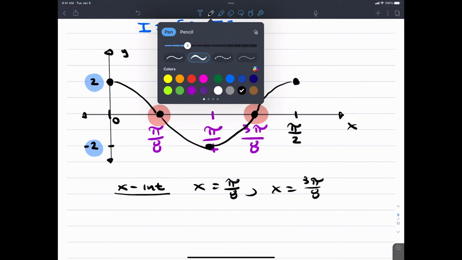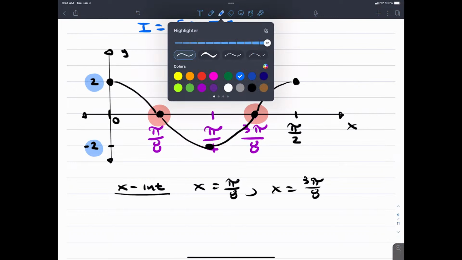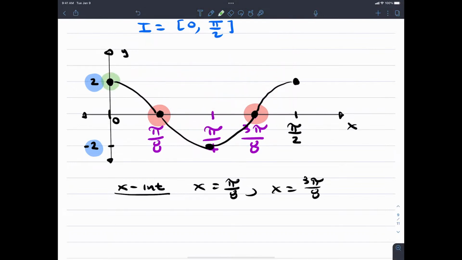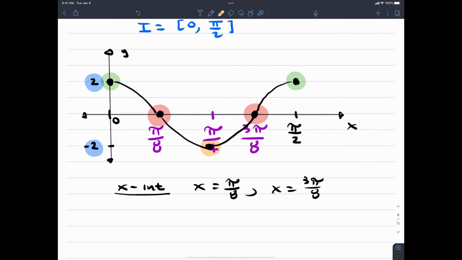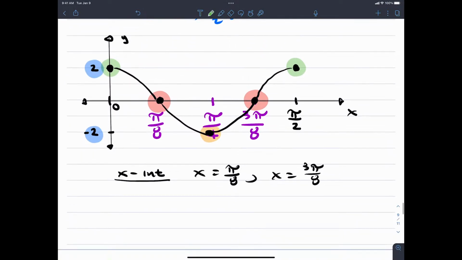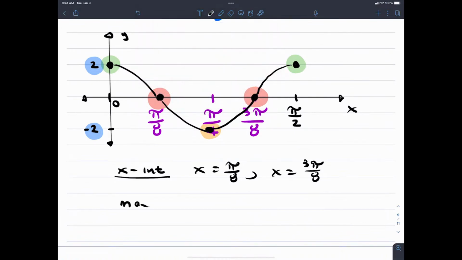Do you guys remember? Use green. Oops. What else is important to know? The highest points and the lowest points. Is that right? So what's the maximum value of cosine here?